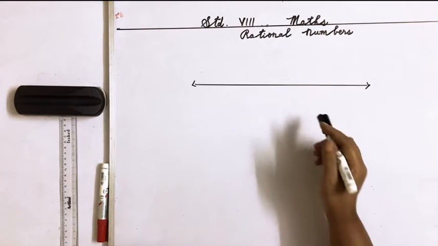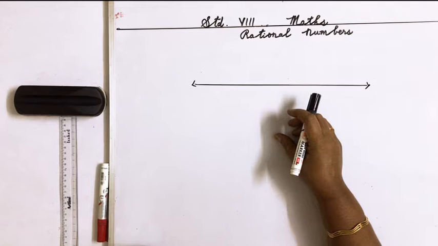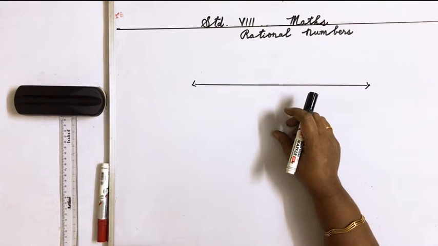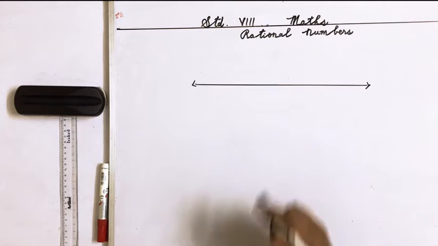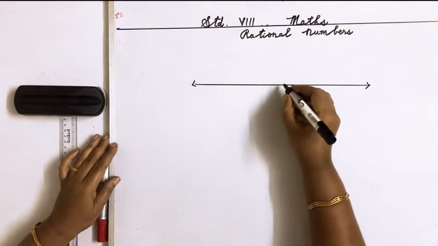In the lower classes, you have studied natural numbers, whole numbers, integers, etc. Now, today I am going to teach rational numbers. What are natural numbers? Numbers starting from 1 are called natural numbers. Whole numbers are numbers starting from 0. Let us see through the number line.